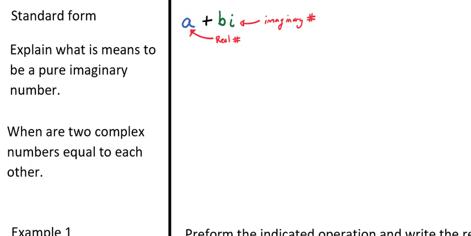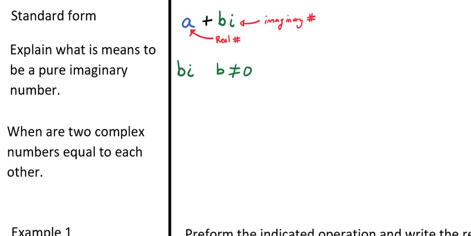So what does it mean to be a pure imaginary number? To be a pure imaginary number means that you are just imaginary. There is no real number being added or subtracted. It's just bi, and your b cannot be equal to zero.